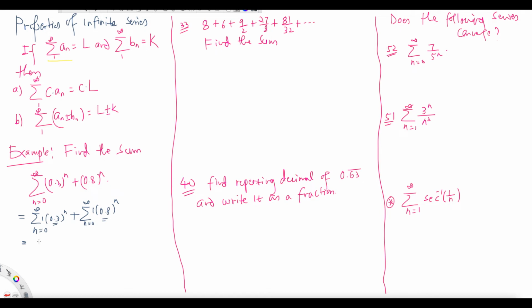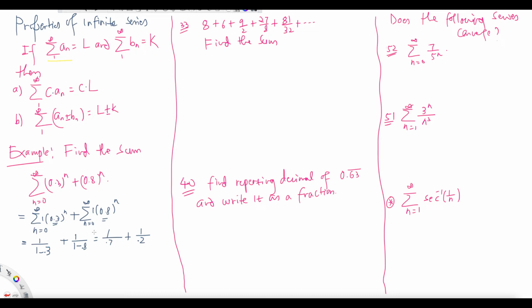So the formula for the sum is a over 1 minus r: 1 over 1 minus 0.3, plus this is also 1 over 1 minus 0.8, right? So what do you get? 1 over 0.7, because 1 minus 0.3 is 0.7, plus 1 over 0.2, because 1 minus 0.8 is 0.2, right? So you get 10 over 7 plus 10 over 2, right? 5.